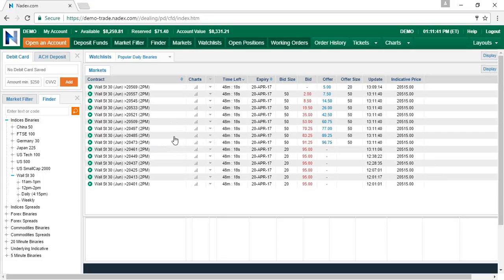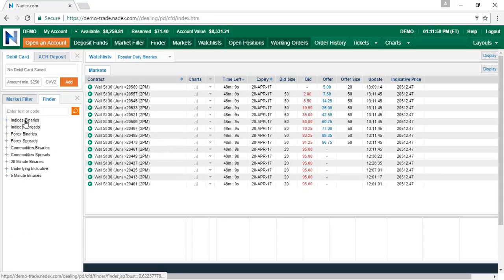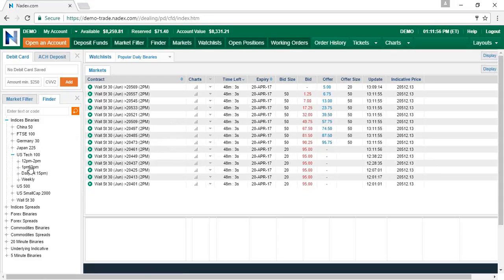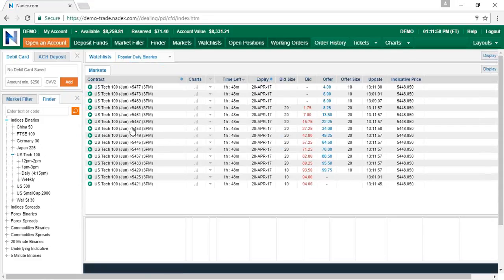So let's talk about what is the strike ladder. Well, we're looking at it right now, okay? If I go in here and I choose any market, you know, if I choose indices binaries, and I want to look at the US Tech 100, which is the derivative of the Nasdaq, it shows me all the different binary contracts expiring at 3 p.m. or I can choose 2 p.m. But this is the strike ladder. It shows me all the strikes available.